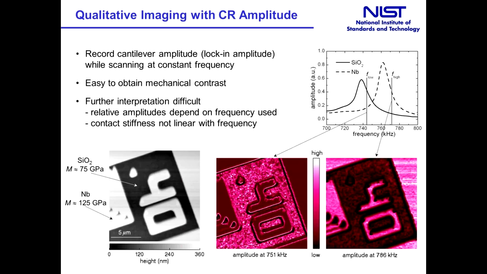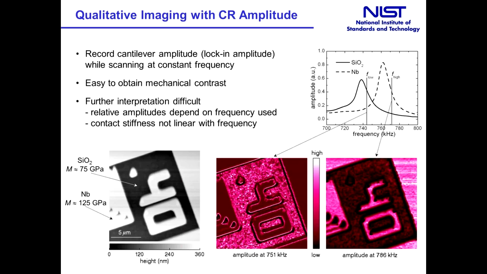The black and white topography image shows that our sample contains a blanket film of silica, SiO2, shown in black, with a modulus of about 75 gigapascals in bulk form, and on top of that, a patterned film of niobium, shown in white, that has an expected modulus of about 125 gigapascals based on bulk values. The pink images show the contact resonance amplitude images at two different excitation frequencies. You can see that they clearly distinguish regions of different modulus, but that the contrast in modulus, or the elastic contrast, changes depending on the excitation frequency.